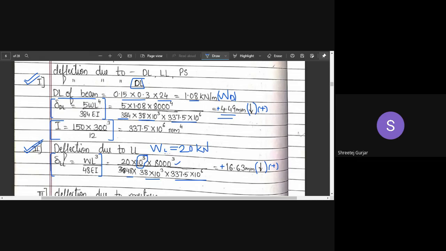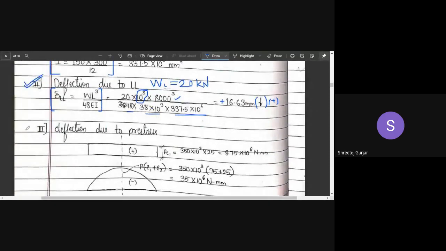If they ask at quarter span and all, we have to draw the BMD, derive the WL formula and then substitute, using the moment area method. Usually they ask at the center span, where the slope is zero, meaning the deflection is maximum. So we want maximum deflection, and it is usually at the center span. We have also calculated at the center span in this numerical.